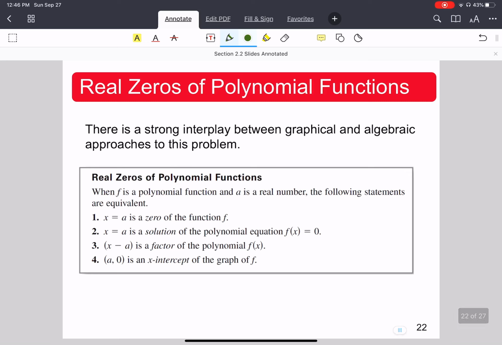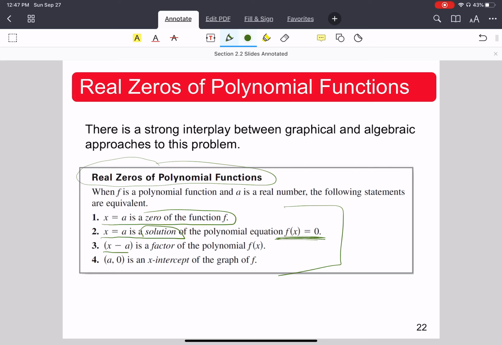There's a strong interplay between graphical and algebraic approaches to this problem. Generally speaking, when we say real zeros of polynomials, we use different language, but essentially they're all conveying a similar message. So when we say x equals a is a zero, or x equals a is a solution to the equation f of x equals 0, or x minus a is a factor of the polynomial, this is useful.